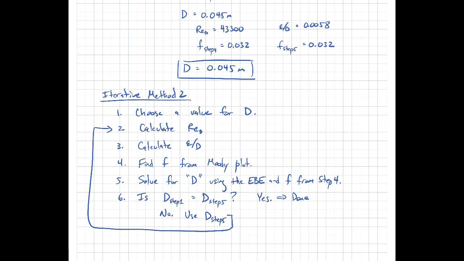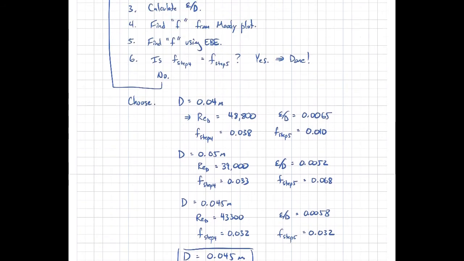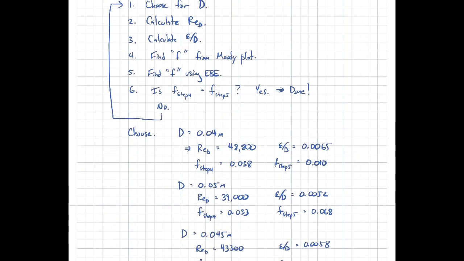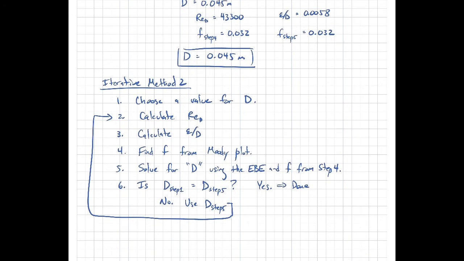Okay, so step 5 here is solving for the diameter in the extended Bernoulli equation. Go all the way back up. So in this iterative method, we have the friction factor from the Moody plot. We're going to solve for the diameter and then compare that diameter to the guessed value for the diameter. If they're not equal to one another, then I'll use the diameter from step 5 as my new diameter. So this method does give you some guidance on how to choose the new diameter.